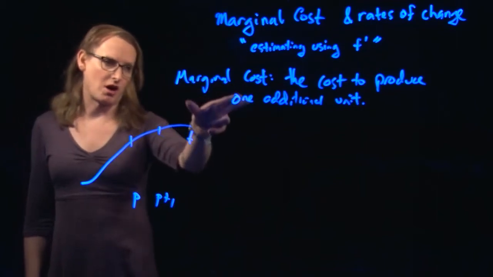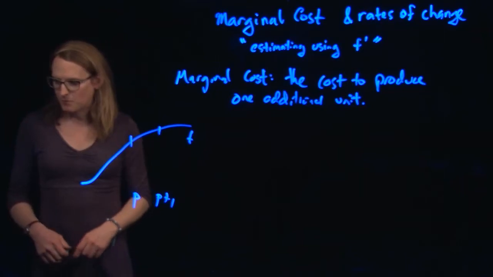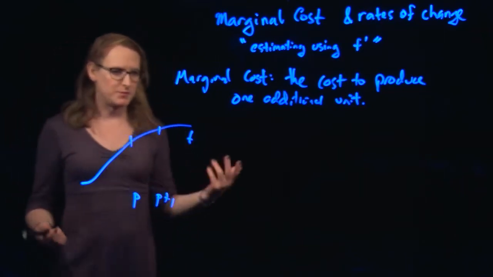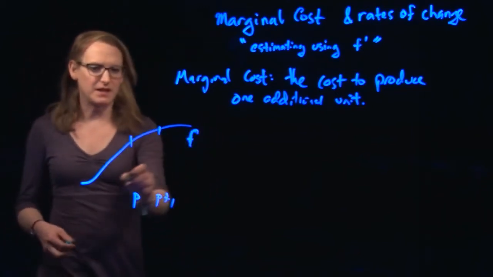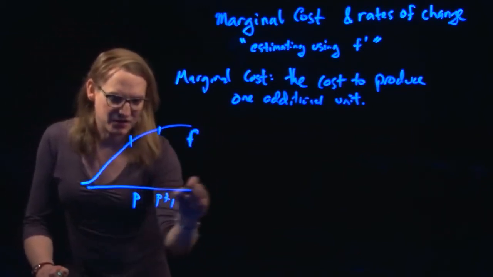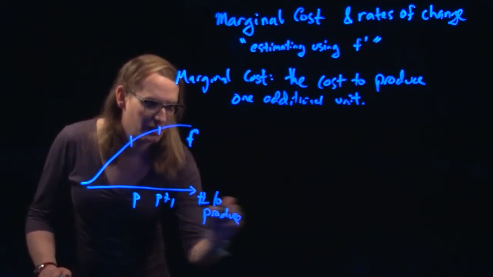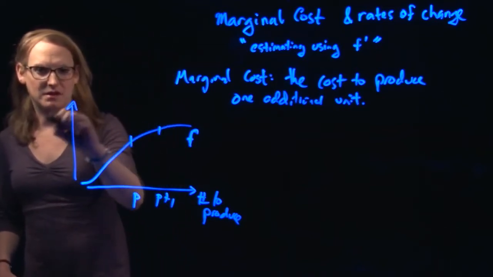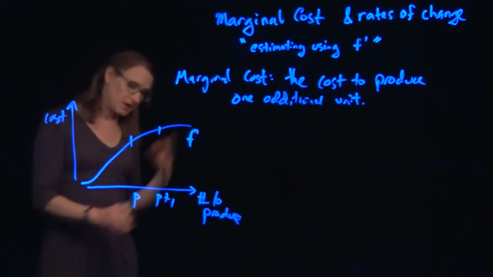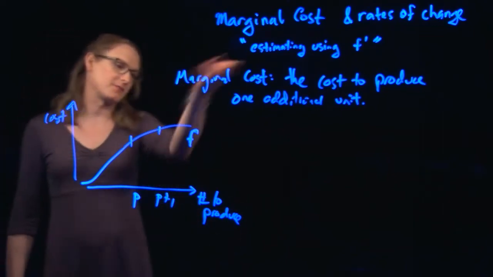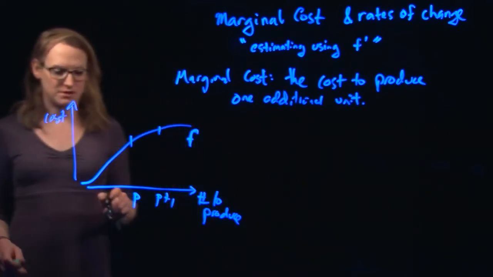So the marginal cost in the world of economics is the cost to produce one additional unit. Generally speaking, we're thinking about having some function f, and you feed in values. So this axis right here is the number to produce, and this axis is the cost to produce that many. And if we're lucky enough to have f, then we don't necessarily need to estimate using f prime. But check this out. This property is pretty sweet.